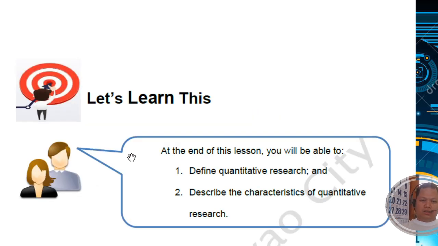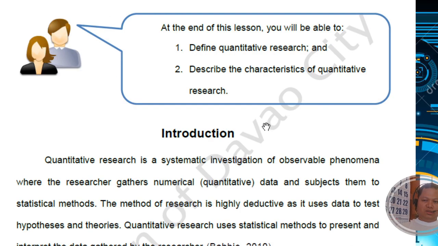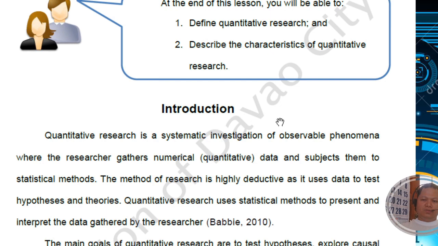So, lesson objectives. At the end of the lesson, you'll be able to define what quantitative research is and describe the characteristics of quantitative research. What is quantitative research? It's a systematic investigation of observable phenomena where the researcher gathers numerical data and subjects them to statistical methods. The method of research is highly deductive as it uses data to test hypotheses and theories.